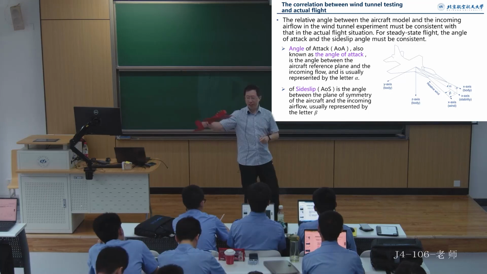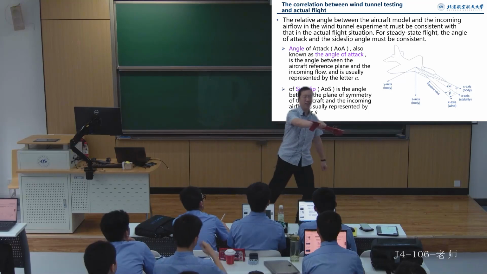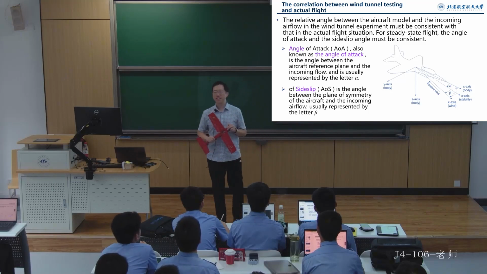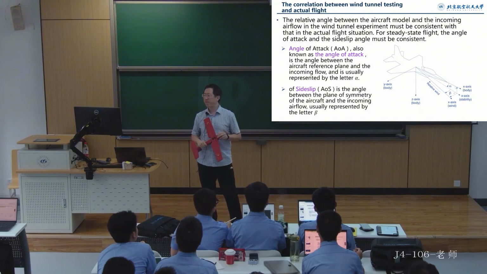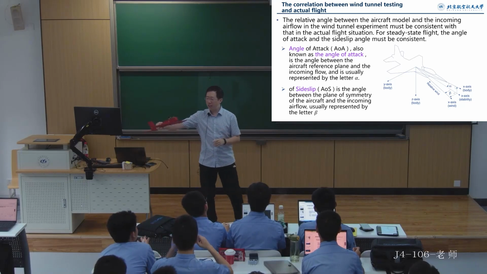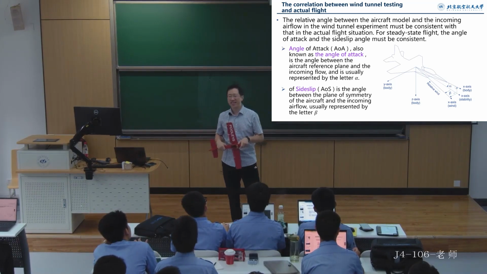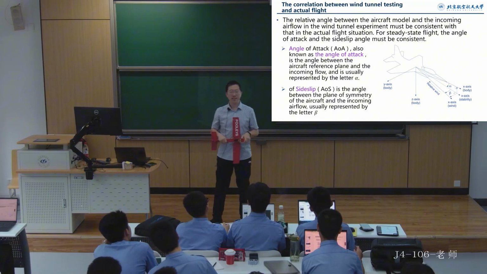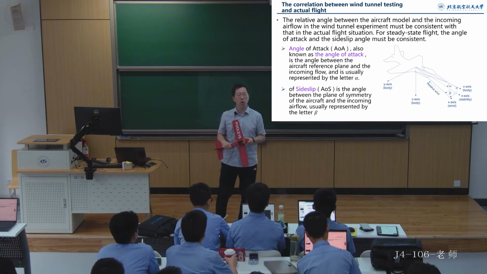Suppose the aircraft is flying like this relative to the ground, or the aircraft is flying like that, what about the relative angle between the airflow and the aircraft? Is there a relationship? Or one aircraft is flying in this direction and another is flying in that direction. This is a very important fundamental concept. It is particularly crucial for our entire semester's study.